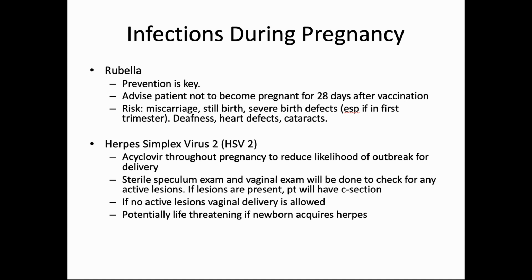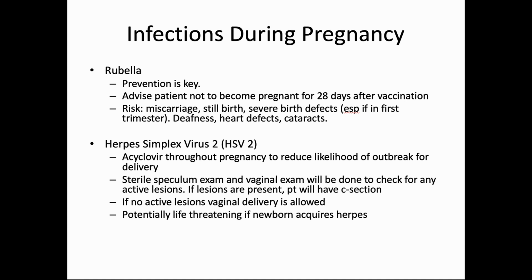Herpes simplex virus 2, right? So genital herpes. Acyclovir throughout the pregnancy is really the most recommended, because it's going to hopefully prevent an outbreak from happening around the time of delivery, right? So if a patient comes in who has herpes simplex virus 2, genital herpes, we do a sterile speculum exam, where they're going to go in with a speculum and really take a look at everything, like with a light and everything, just to make sure we don't see any active lesions, right? There's no active outbreak going on. If there are no active lesions, they can have a vaginal delivery. If there are active lesions, they have a C-section, right?